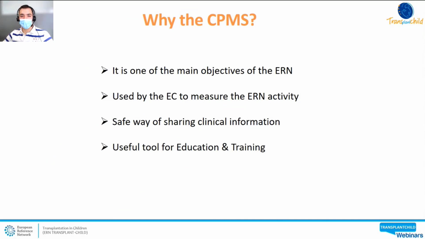So first of all, why the CPMS? Why do we actually have to use the CPMS? Well, when the whole ERN thing began back in 2017, the European Commission gave two main objectives to the different ERNs that were being created. The first of the objectives was to develop a registry. As you know, for the TransplantChild ERN, the registry is actually the Peter registry. And the second great objective of the ERNs is to share knowledge among centers. And in order to do so, this platform, the CPMS, was developed.